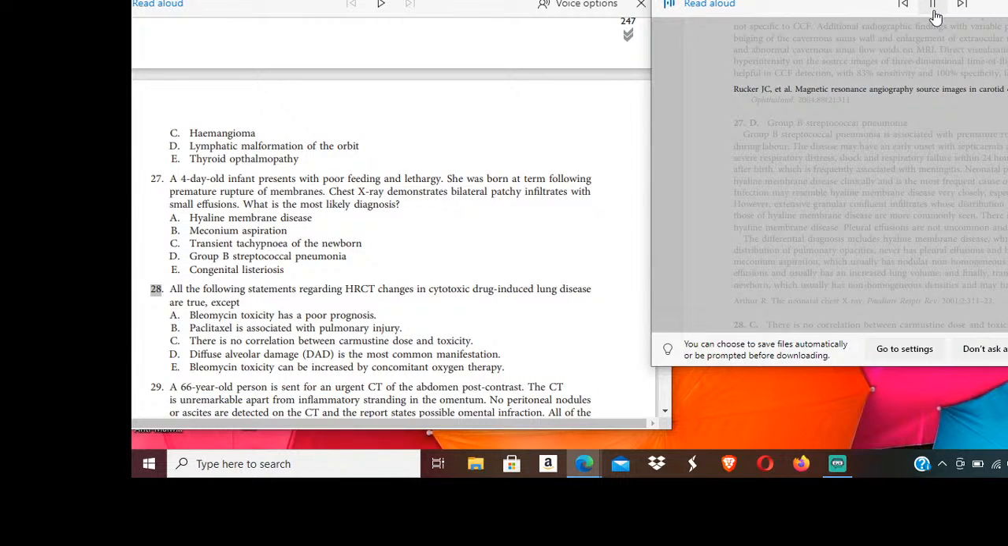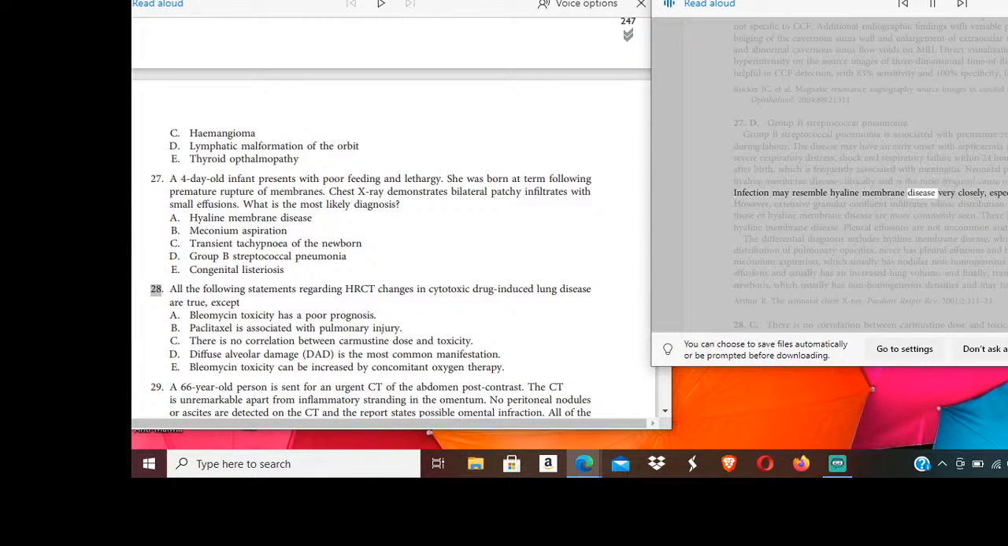Br J Ophthalmol. 2004, 88:231-1. 27. D. Group B streptococcal pneumonia. Group B streptococcal pneumonia is associated with premature rupture of the membranes during labor. The disease may have an early onset with septicemia and fulminant progression to severe respiratory distress, shock and respiratory failure within 24 hours, or a late onset 1-2 weeks after birth, which is frequently associated with meningitis. Neonatal pneumonia can closely mimic hyaline membrane disease clinically and is the most frequent cause of septicemia in the neonate.